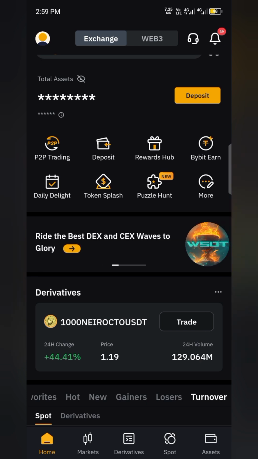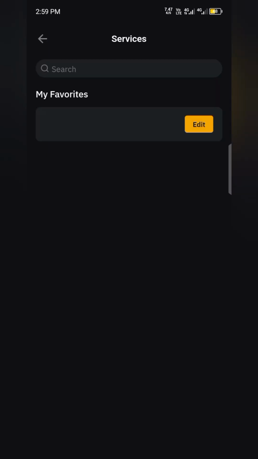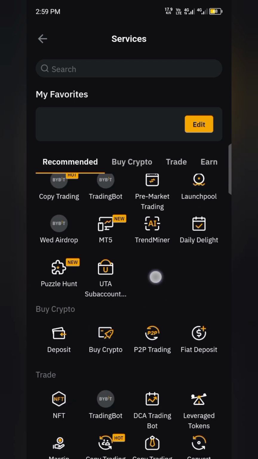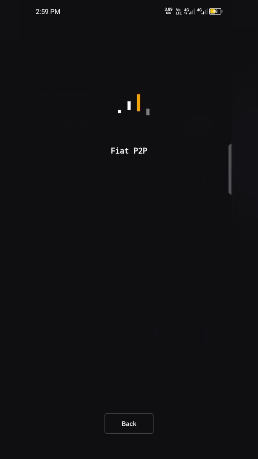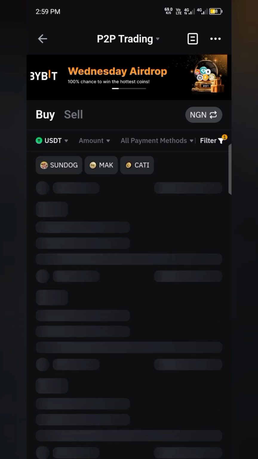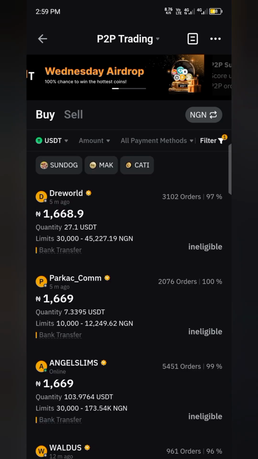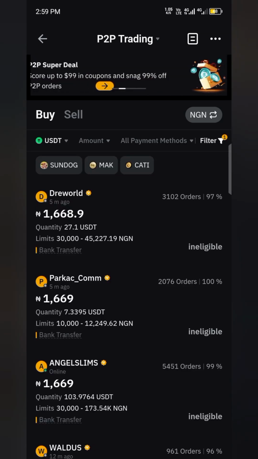Now, first of all, you tap on More, then you tap on P2P Trading. Now, when the interface loads up, there are some things you need to consider.